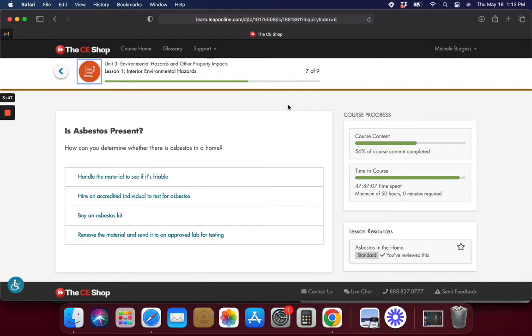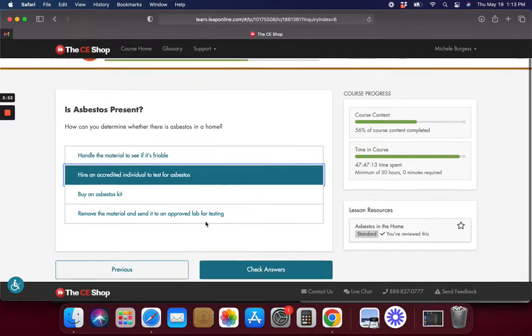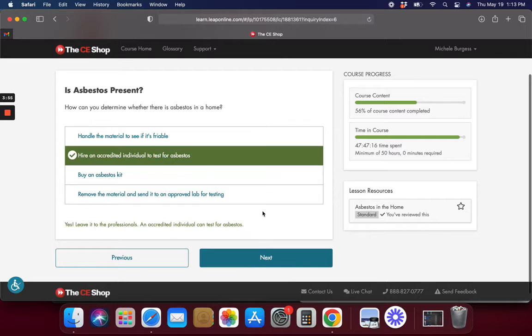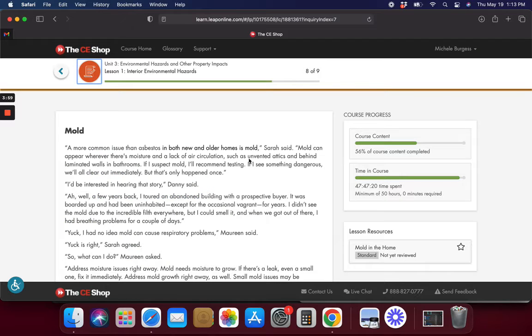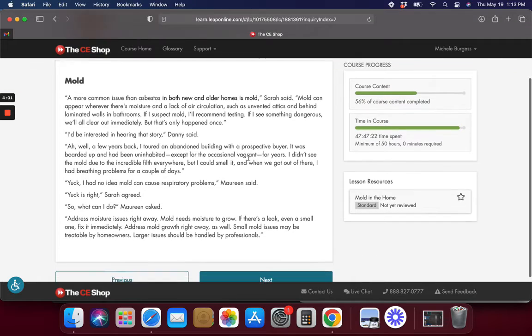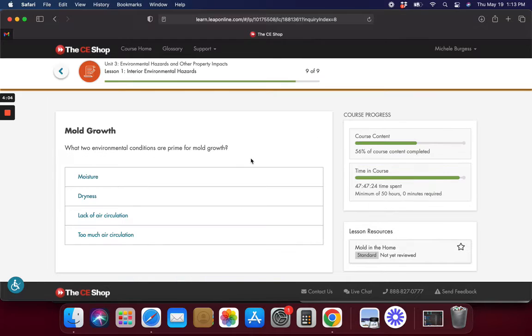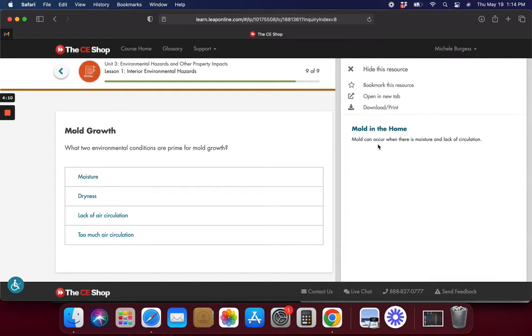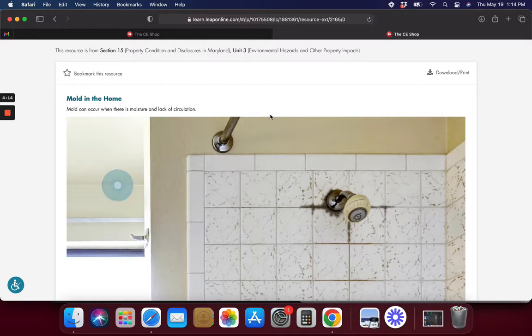How can you determine if there's asbestos in the home? I would say hire somebody to check for asbestos. Leave it to the professionals. Don't be buying a $60 kit. This is your health here. You don't want to be buying a home that's got mold growth in it or asbestos in it, either or. You want to hire professionals for all these things.